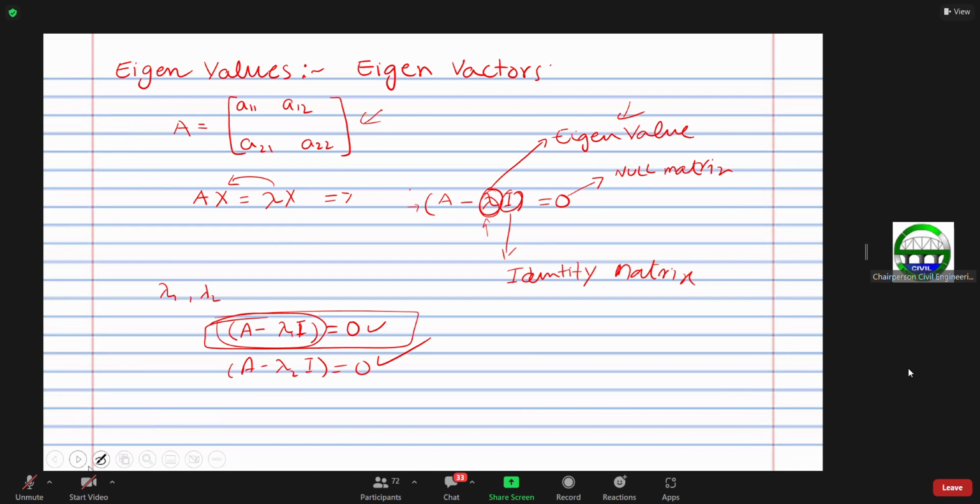Okay, so from this one, we will start our question number 1, considering this one. So question number 1 is, find the eigenvalue of the matrix.